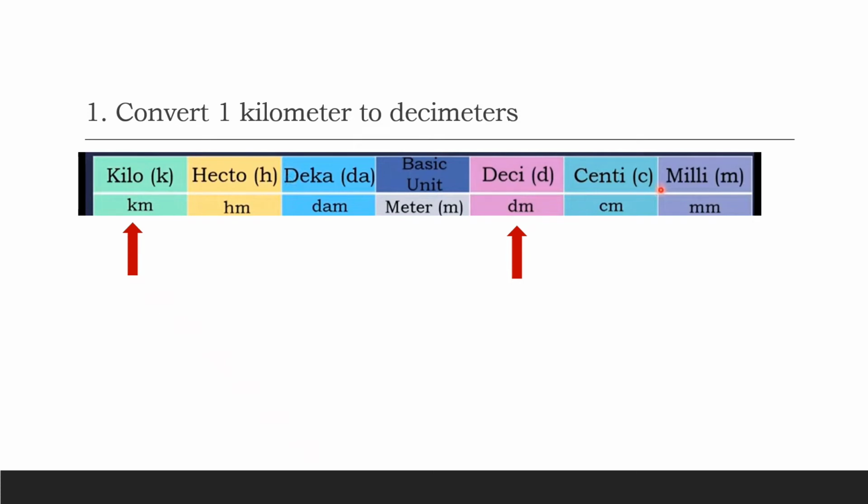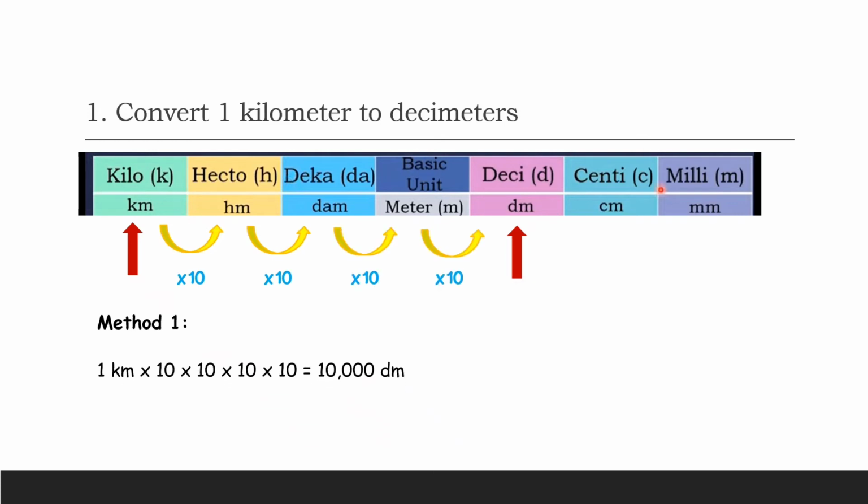So we have 1 kilometer times 10 times 10 times 10 times 10. So multiply to find the number of decimeters in 1 kilometer, and you will get 10,000 decimeters. Therefore, 1 kilometer is equivalent to 10,000 decimeters.